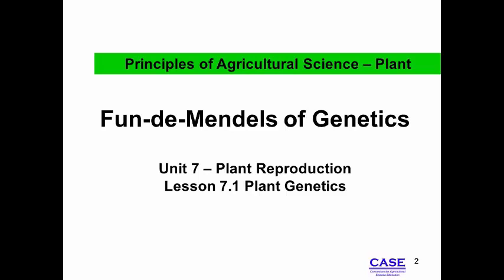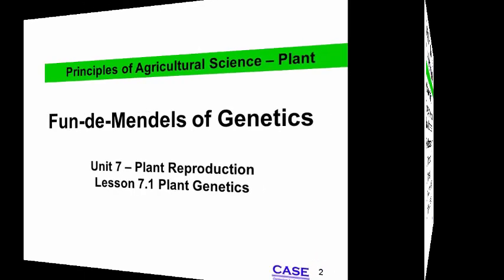You have completed Activity 7.1.2, Splitting Genes, in order to better understand gametogenesis in plants. This presentation will address terminology related to genetics and tools to predict heredity in offspring from sexual reproduction.